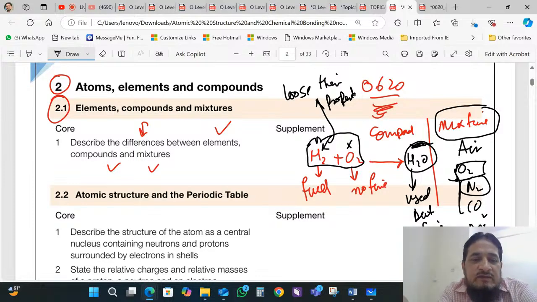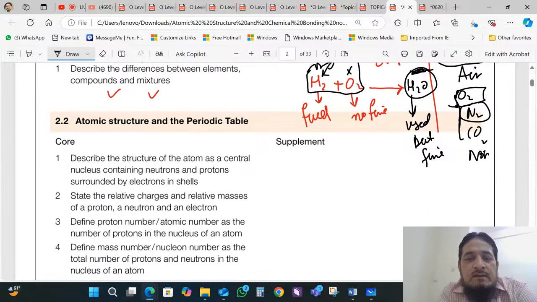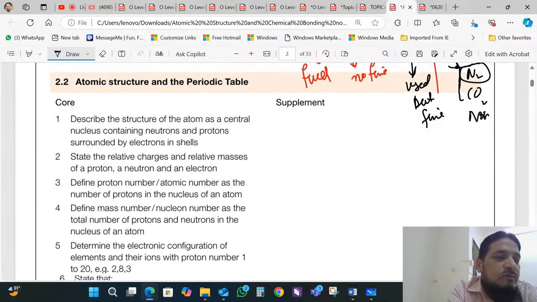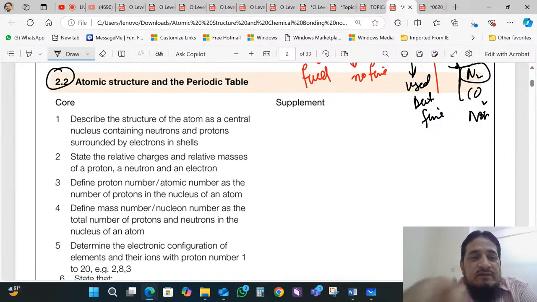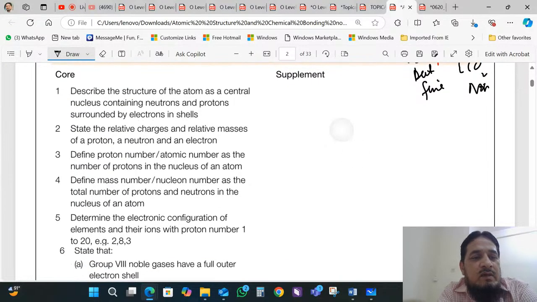For the rest of the differences, you can read from the notes and do the topical questions. Now I should move to 2.2. This is about the atomic structure and the periodic table.